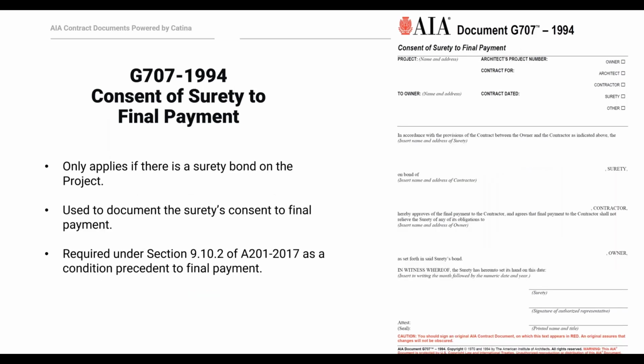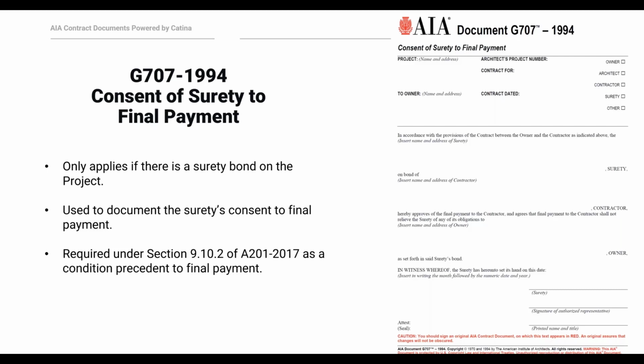Okay, last two documents that we're going to talk about. G707 is intended for use on a construction project where the contractor is required to furnish a bond. This is a safeguard for the surety, who of course has either an obligation to guarantee payment or performance on the project. Typically, the conditions of the surety bond itself will require the contractor to get consent of the surety prior to receiving final payment from the owner.